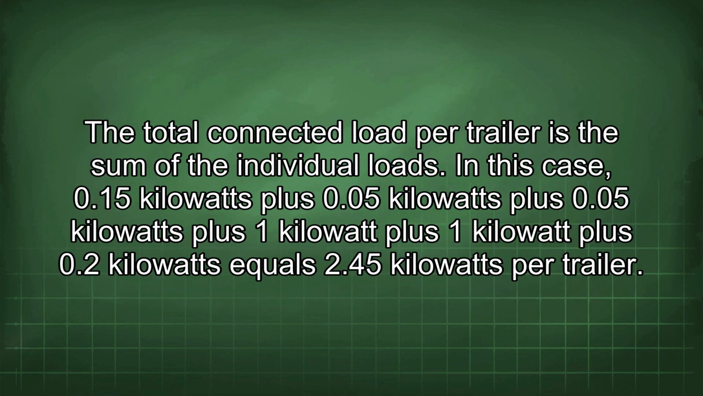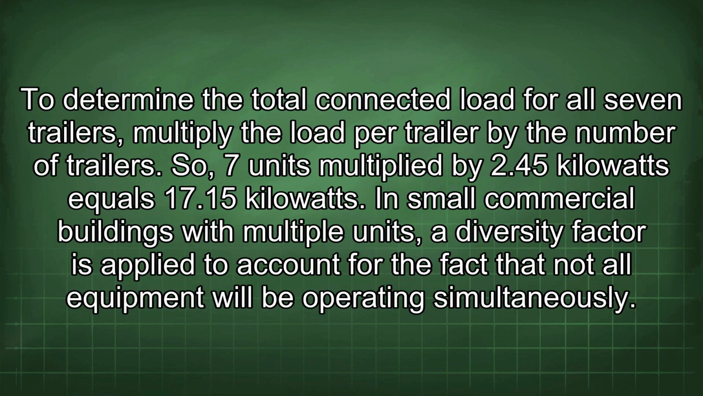The total connected load per trailer is the sum of the individual loads. In this case, 0.15 kilowatts plus 0.5 kilowatts plus 0.5 kilowatts plus 1 kilowatt plus 1 kilowatt plus 0.2 kilowatts equals 2.45 kilowatts per trailer. To determine the total connected load for all 7 trailers, multiply the load per trailer by the number of trailers. So, 7 units multiplied by 2.45 kilowatts equals 17.15 kilowatts.